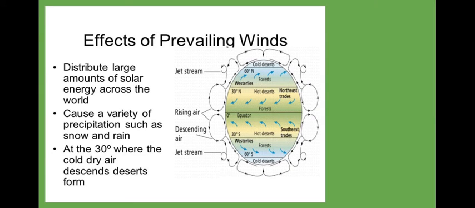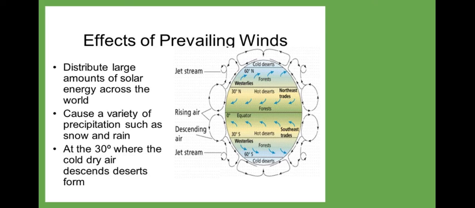What they have in common is that they can produce winds up to 100 miles per hour and can cause widespread damage. Effects of prevailing winds: they distribute large amounts of solar energy across the world and cause a variety of precipitation such as snow or rain. At 30 degrees, where the cold, dry air descends, deserts form.